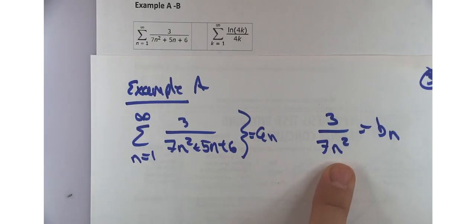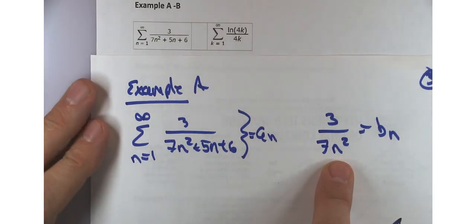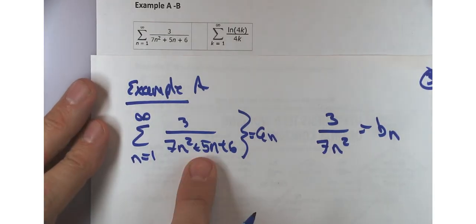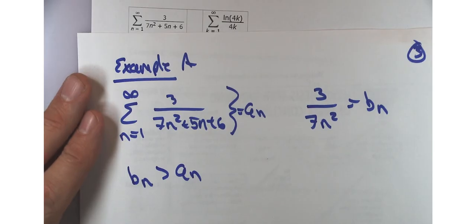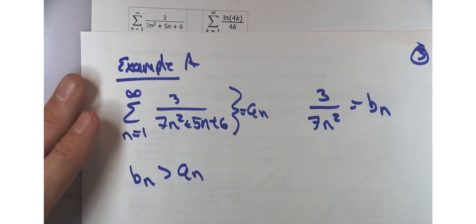Well, this is going to be a smaller denominator, so this is going to be a smaller quotient, right? If you divide by a bigger number, then you're going to get a smaller ratio. So b sub n is greater than a sub n. Now, what's the good news about that?